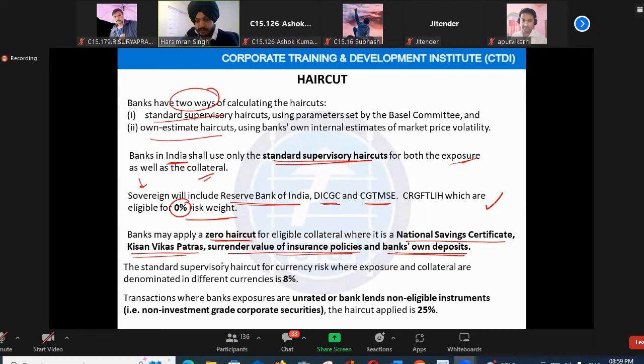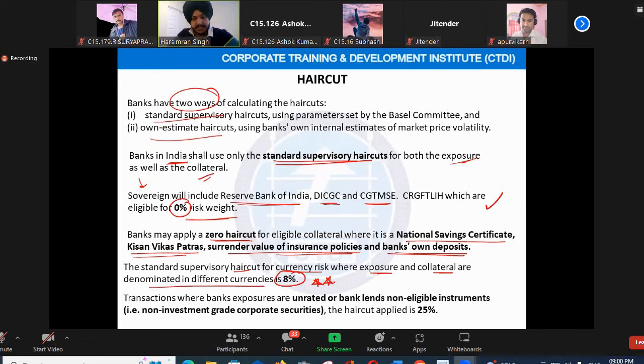Then the standard supervisory haircut for currency risk, where exposure and collateral are in different currencies, is 8%. This is very important. Suppose you have given a loan in US dollar, but the collateral is in euros. Now the currencies are different for exposure and collateral. So in this case, you take a haircut for foreign currency mismatch. This is very important. This is 8%.